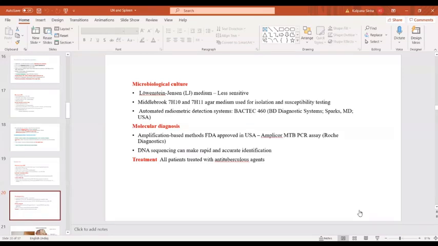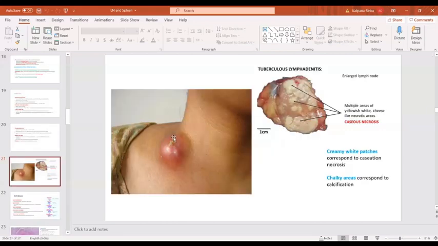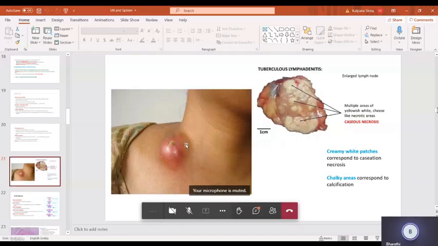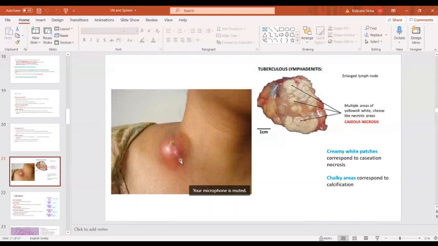Okay. So there are certain molecular tests also, like amplification based methods, which are approved in the USA, and treatment of all the patients is anti-tubercular drugs. So here you can see an anterior cervical lymphadenopathy. This is known as a cold abscess with a draining sinus. And this is a gross excised lymph node.